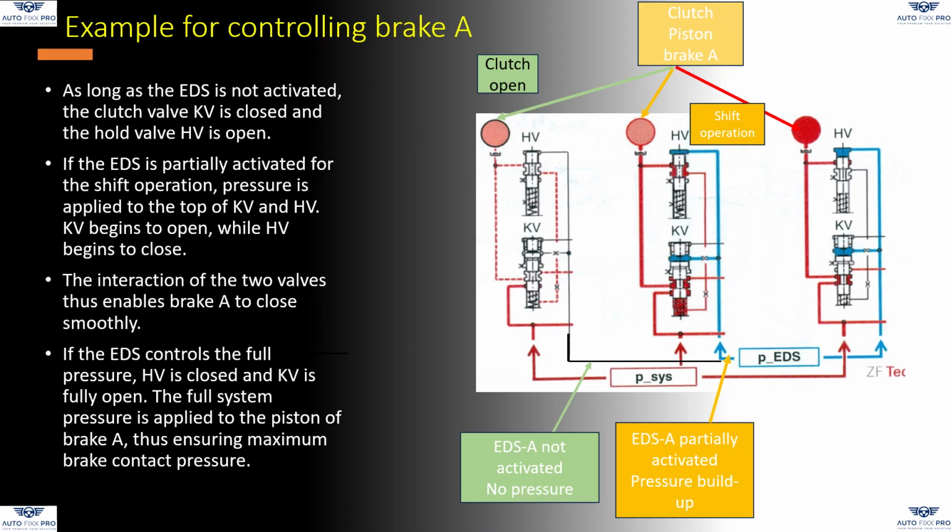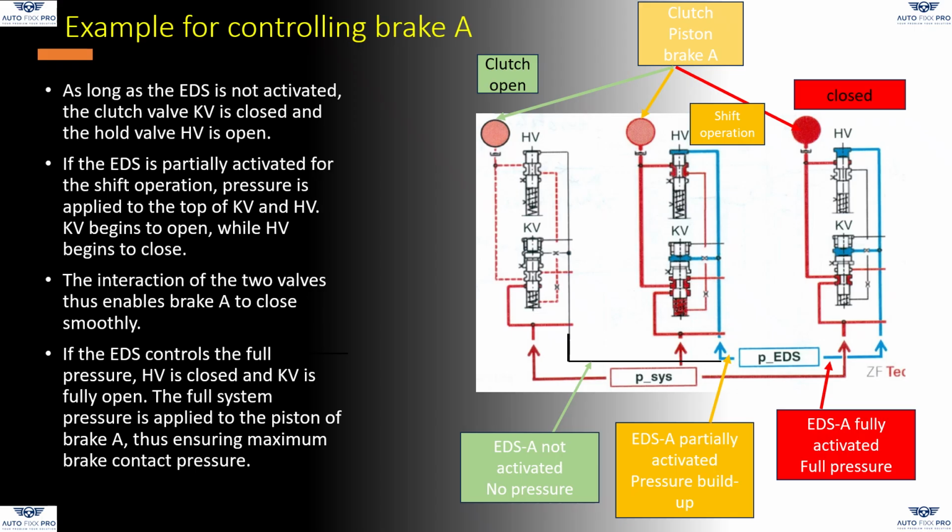If the EDS controls the full pressure, HV is closed and KV is fully open. The full system pressure is applied to the piston of brake A, thus ensuring maximum brake contact pressure.